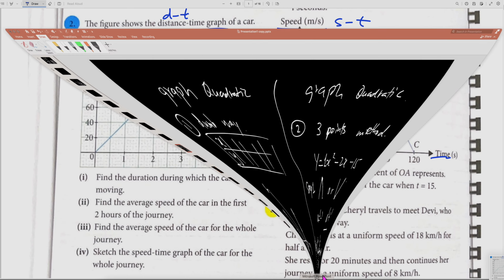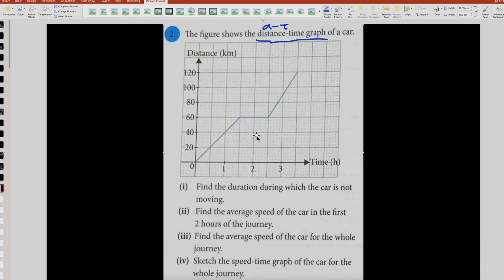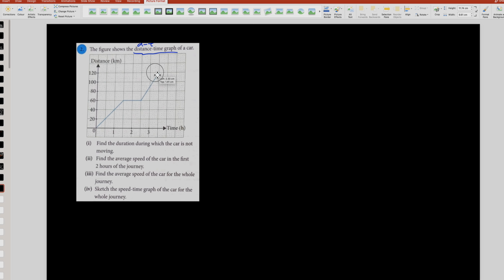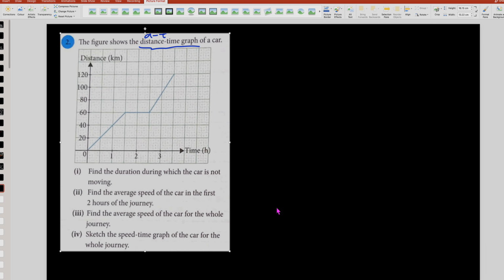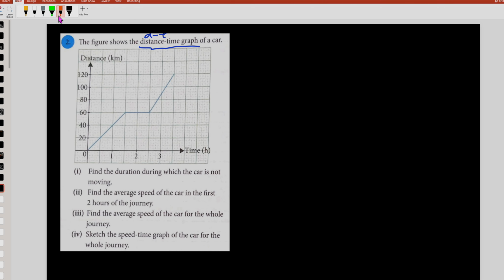Graph. That means now you need to learn to read graphs already. Just now, for the quadratic graph, you needed to know how to sketch the graph. So now you need to know how to read the graph. So this is called a DT graph. Okay, so this is the DT graph, distance-time graph.